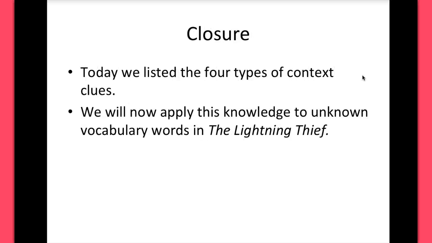Okay? So, let's briefly recap. Today we listed the 4 types of context clues. There are 4. Definition, antonym or contrast, synonym or restatement, inference. And now you're going to apply this knowledge to unknown vocabulary words in The Lightning Thief.